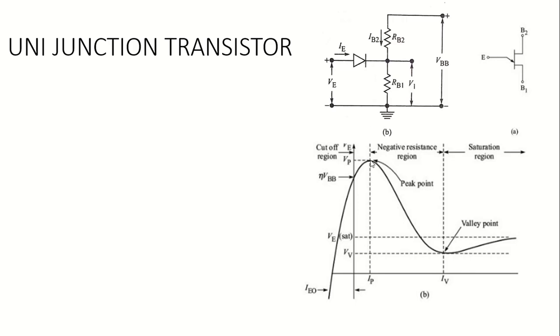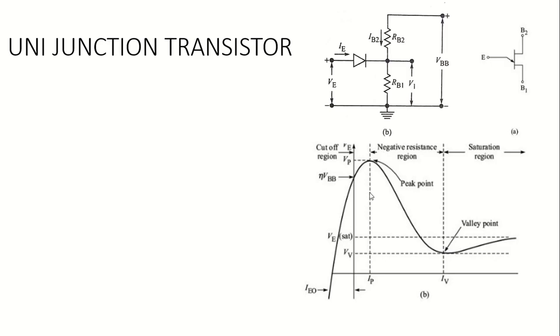This peak voltage, once the diode is turned on, it enters into an on state, and as the voltage goes on increasing, the emitter current which is flowing through this diode also increases. As more current is flowing through this resistance, like IB2 as well as IE, the resistance value of this RB1 tends to fall down.